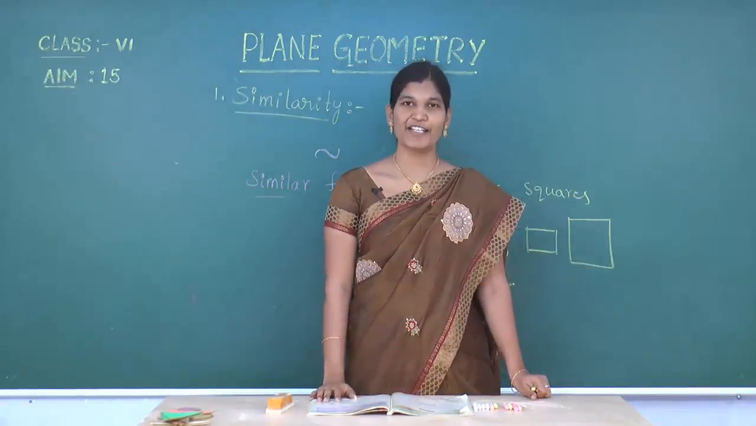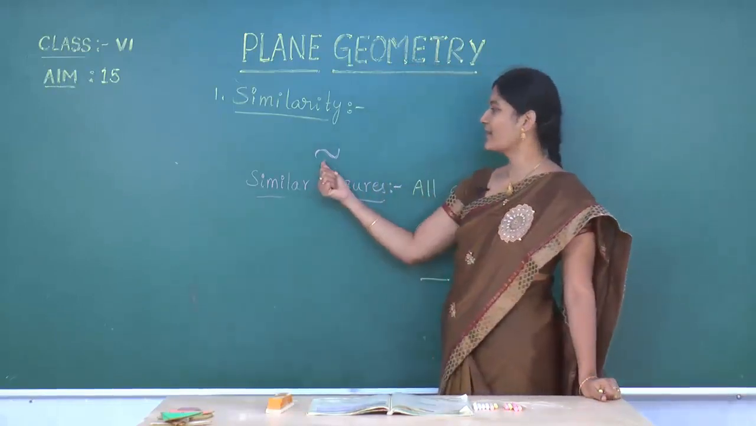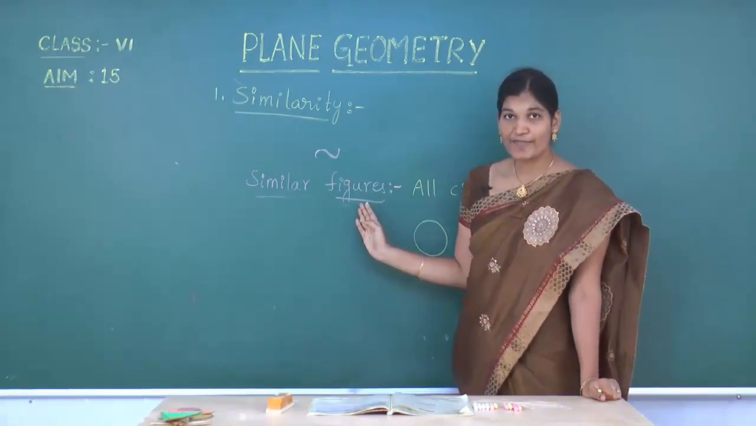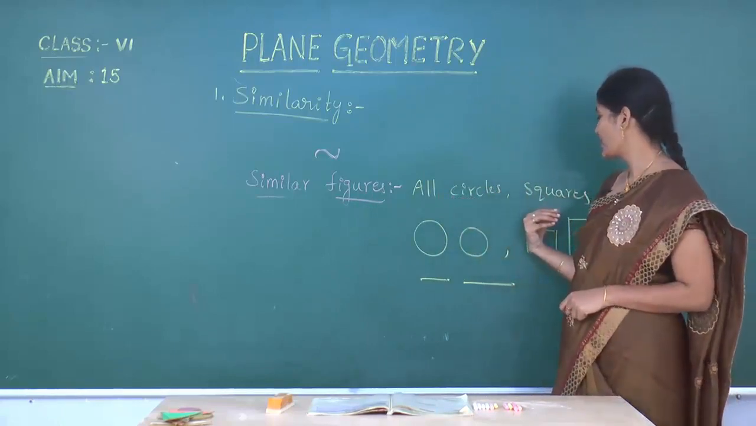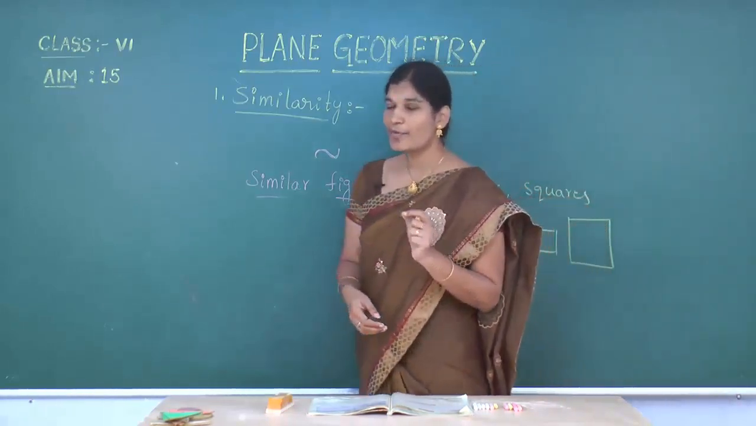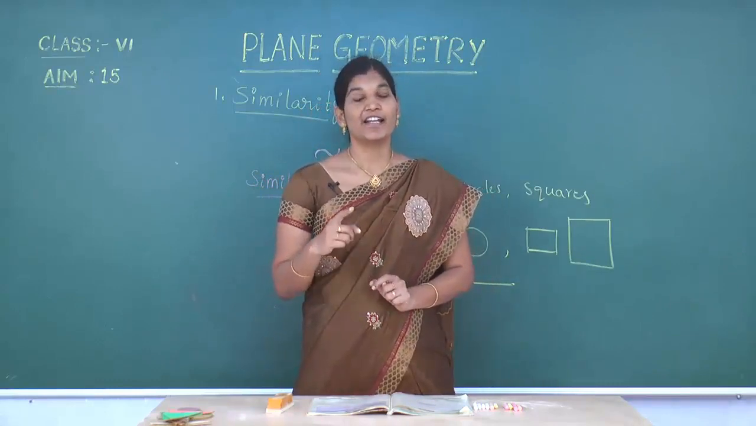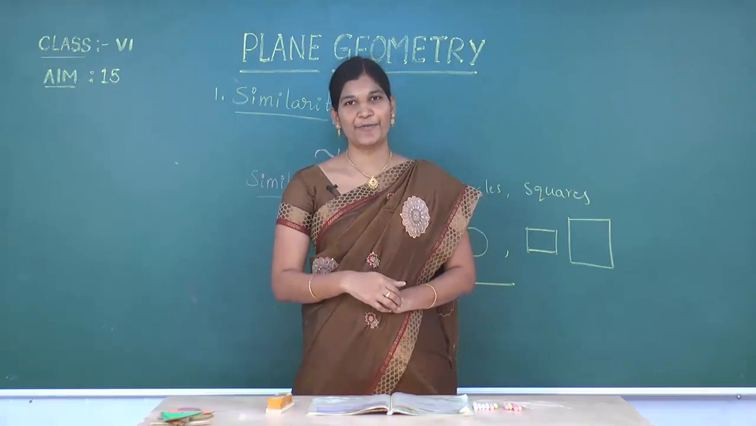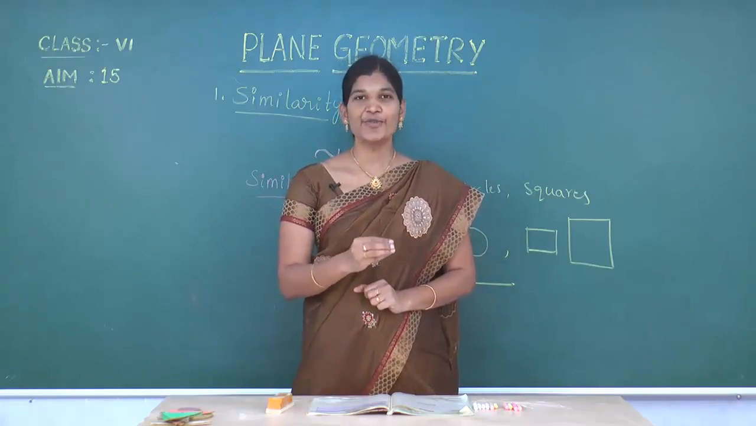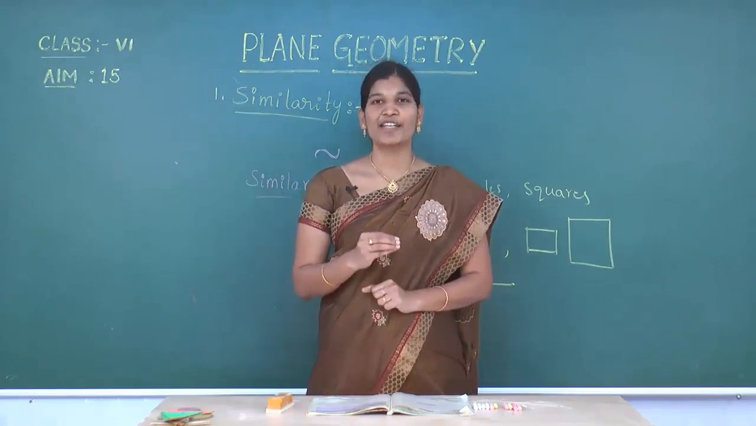The figures which have the same shape are called similar figures, and the symbolic form of the similar figures is this one. Examples of similar figures are all circles, squares, and line segments. And what is the property of similar figures? If any two figures are similar to each other, their corresponding sides are in the same ratio. The important thing to note is that corresponding sides of two similar figures are in the same ratio.